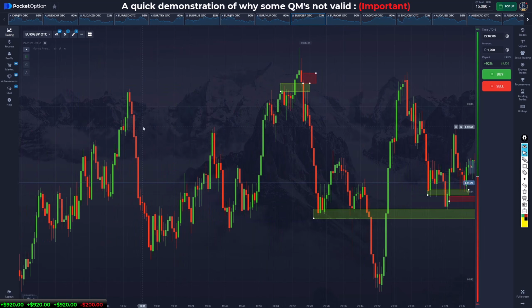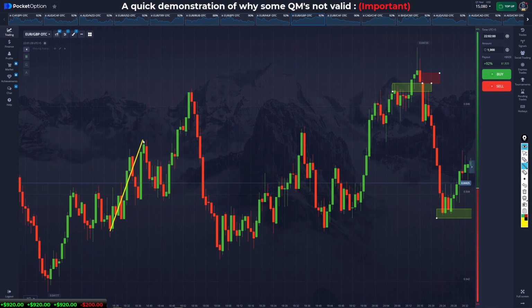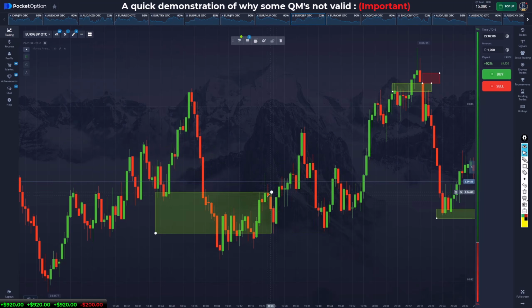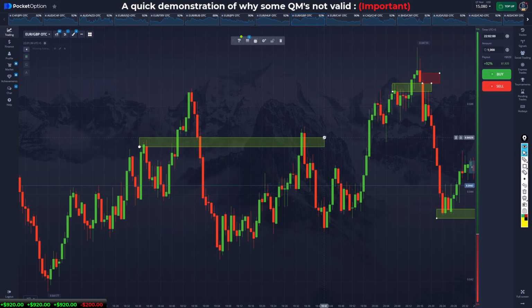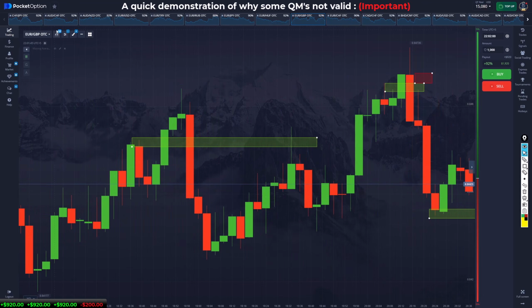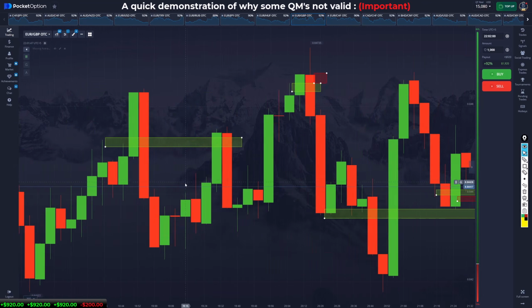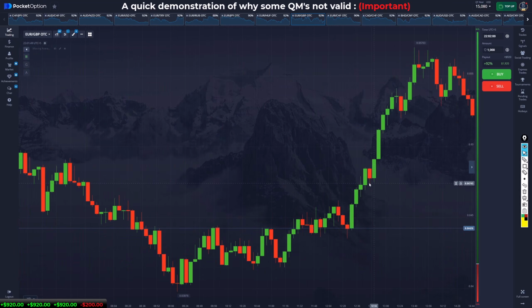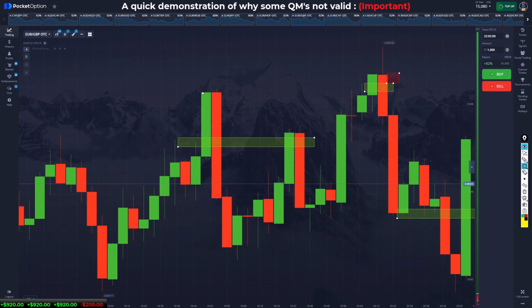Let me just find another QM. This is another QM. See, this is QM party today. Let me just mark the QM zone. Check that. Okay, so if you have a huge QM, you will not see the engulfing pattern in 3 minutes. You need to go to 5 minutes for that to check the engulfing pattern. All right, you see the engulfing pattern in 5 minutes because it was a huge QM.